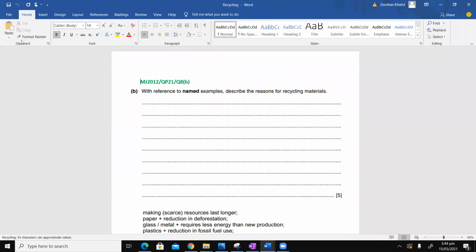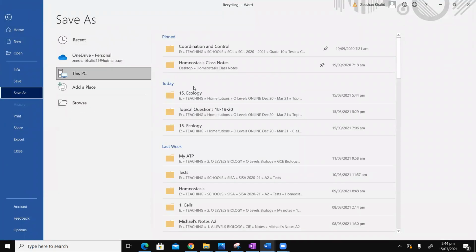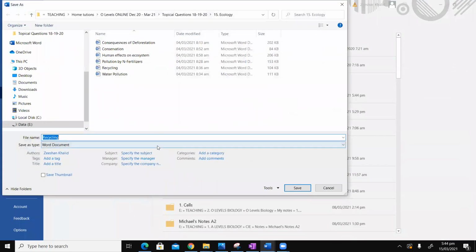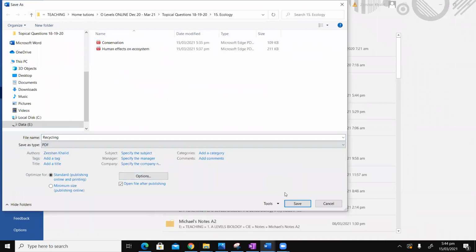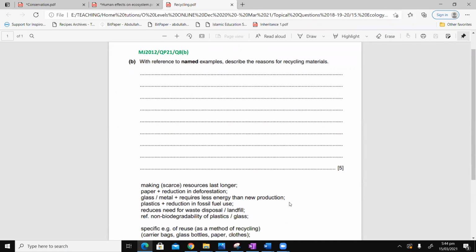Recycling. Okay, again, ये recent papers में भी आया है. Again, recycling का concept is very simple. I mean, why do we recycle things? That's basically just to make sure that we're conserving the resources. So आपका syllabus भी कहता है, exactly syllabus वाला point उठा के उसने दे दिया, with reference to named examples, describe reasons for recycling materials. I mean, why do we need to recycle? So you can use any examples given in the textbook.